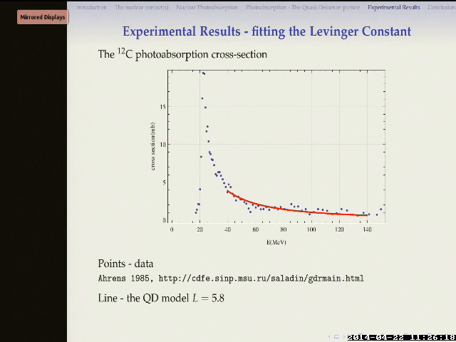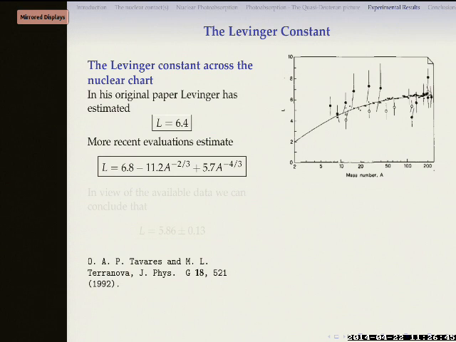So the way people extracted this Levinger constant is by looking at the photoabsorption cross-section. This is in red, the dots are the data for carbon, and the curve is the deuteron photoabsorption cross-section. You multiply it until you get a satisfactory description of the cross-section outside the giant dipole resonance range, and this is how you fix this L. This was done over the years, and Levinger initially said that L should be 6.4. Then other people like Tavares and Terranova in the 80s and 90s reevaluated this result, and this is what you get.